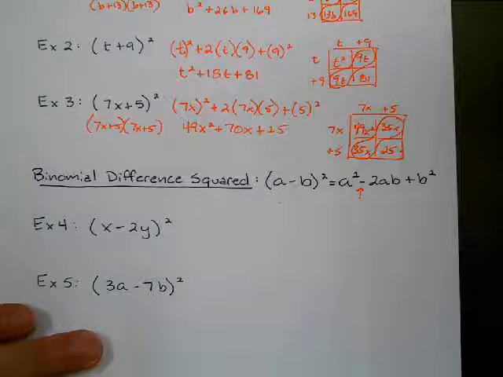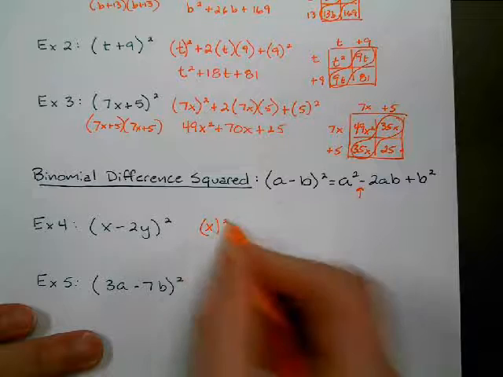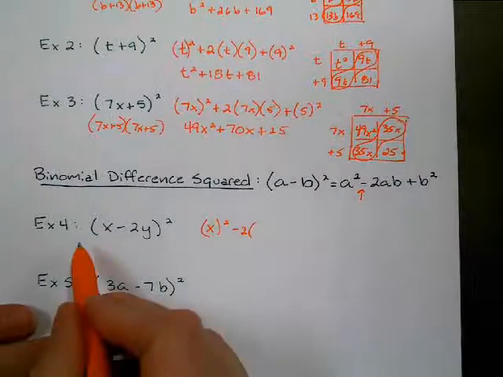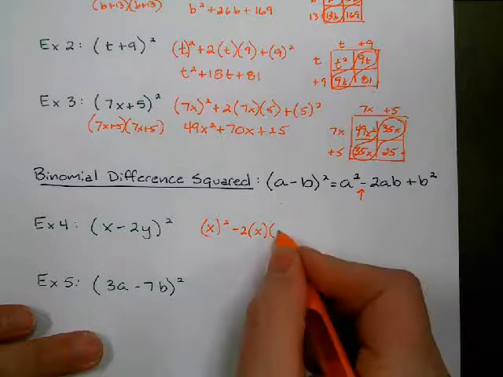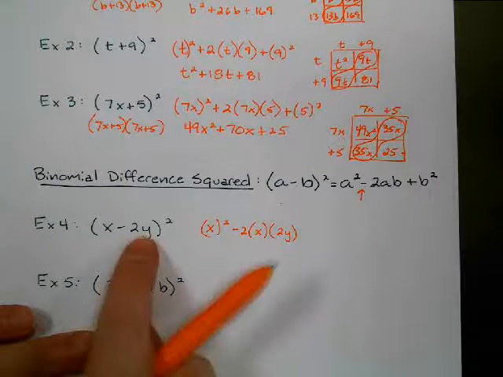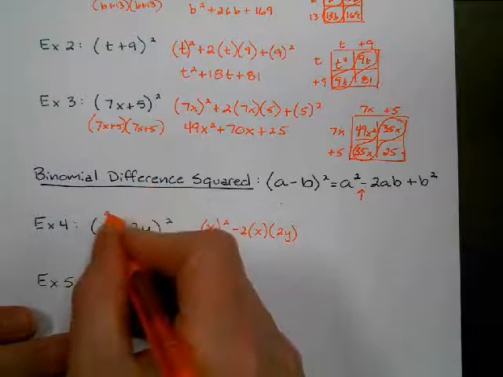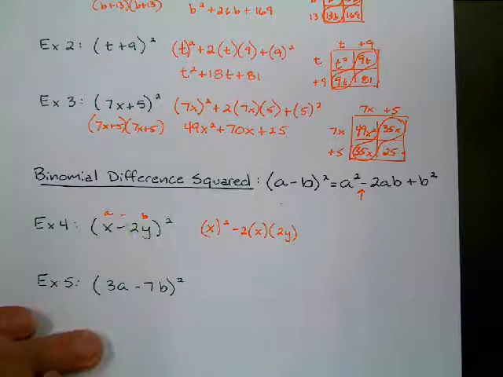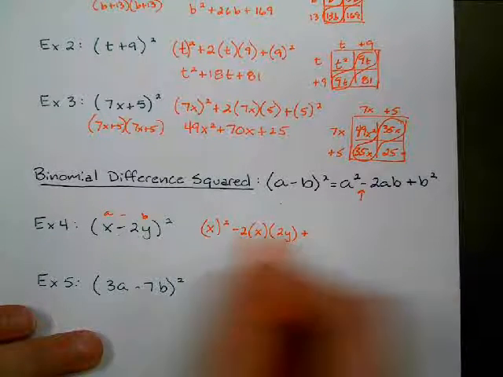So if I were to do this one, I'd say, okay, the first term is squared, and then I do negative 2 times a, which is x, and then times b, which is 2y. Notice I didn't put the negative with it. That's what you're supposed to do because it's just 2y that is the b. This is the a value. This is the b value. And we don't look at the negative in between them. Okay, and then on the last term, I'm going to take 2y squared.